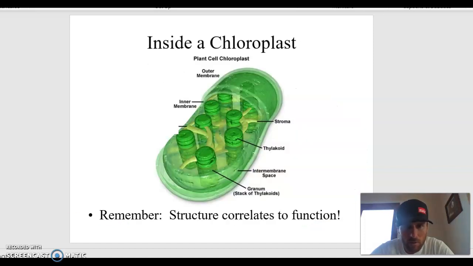Here's another picture of a chloroplast. This is maybe a little more realistic. Here's the pancake stack. We call that a grana. Each individual pancake is a thylakoid, and the stroma is sort of the space around these pancake stacks. And so that's really the main thing going on inside of a chloroplast. And the main function of a chloroplast is to do photosynthesis in plant cells. Now, we wouldn't find these in animal cells, right?